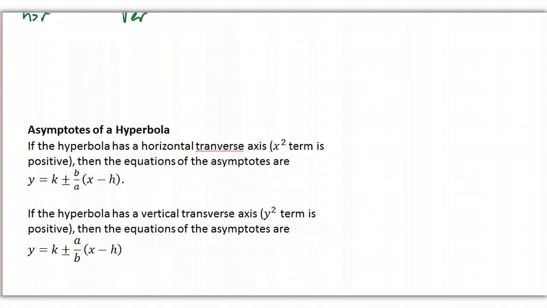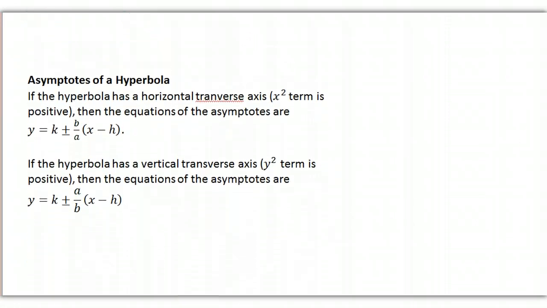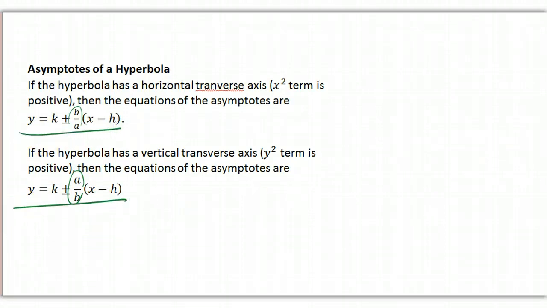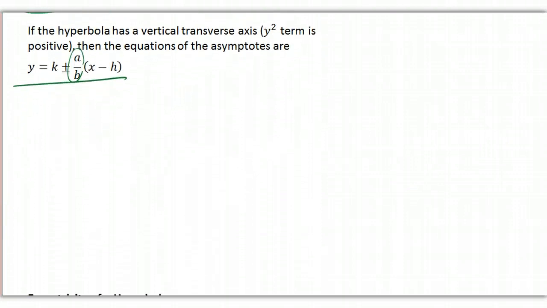All right, what if we want to know the equations of the asymptotes? Well, if the hyperbola has a horizontal transverse axis, remember, if your x squared term is the positive one, then you have y equals k plus or minus b over a times (x minus h). If it has a vertical transverse axis, then the slope switches from b over a to a over b. Everything else is exactly the same. So you need to remember these two equations for asymptotes of a hyperbola.